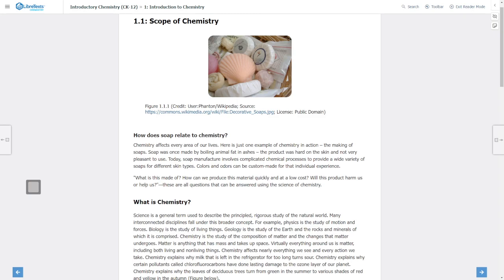So, what is chemistry? Well, the chemistry definition, like the dictionary definition, is the scientific study of matter, its properties, composition, structure, and the changes it undergoes during chemical reactions. Of course, it can be a little more detailed than that.